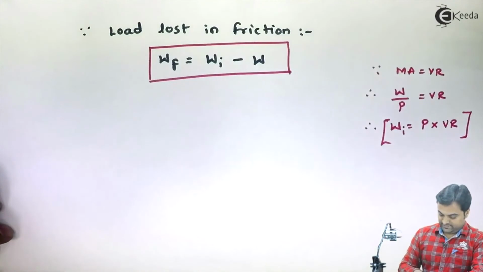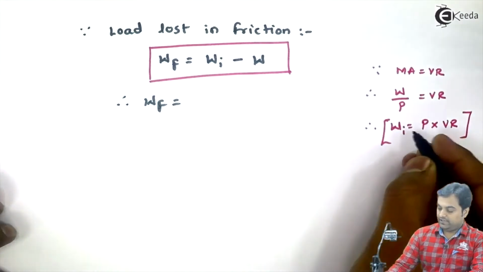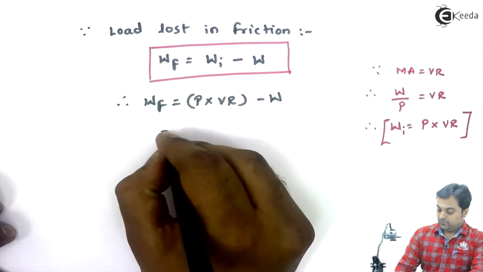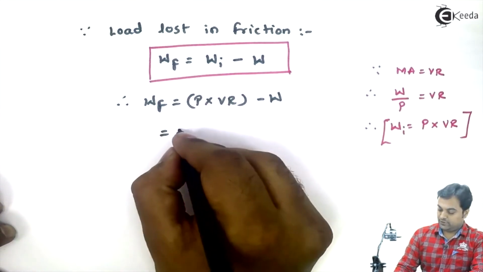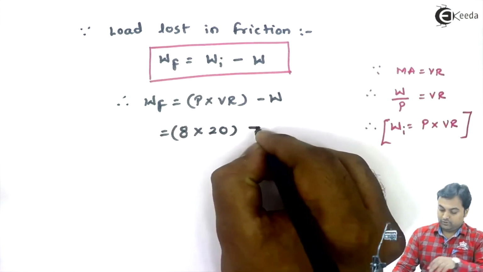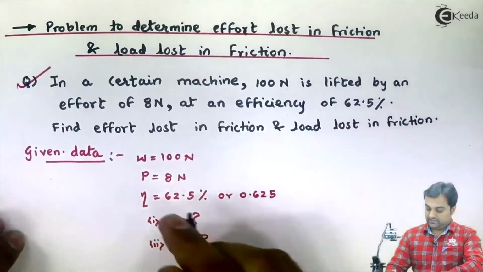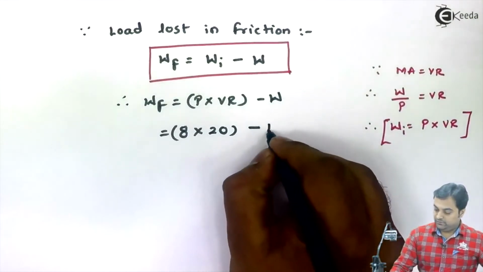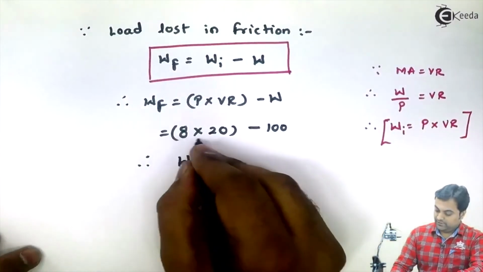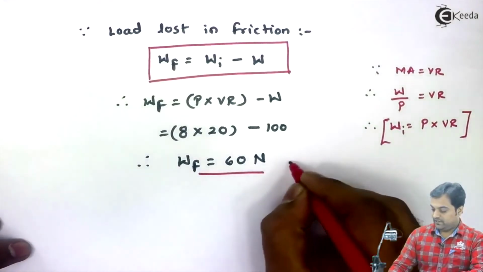So therefore load lost in friction is equal to, instead of ideal load, I'll write P into VR minus W. Here I have all the values. This is actual effort, value is 8, velocity ratio was 20, minus load given in the problem. The load is 100 Newton. This is actual load. From this I get the load lost in friction, and my answer comes out to be 60 Newton. So this is my second answer.